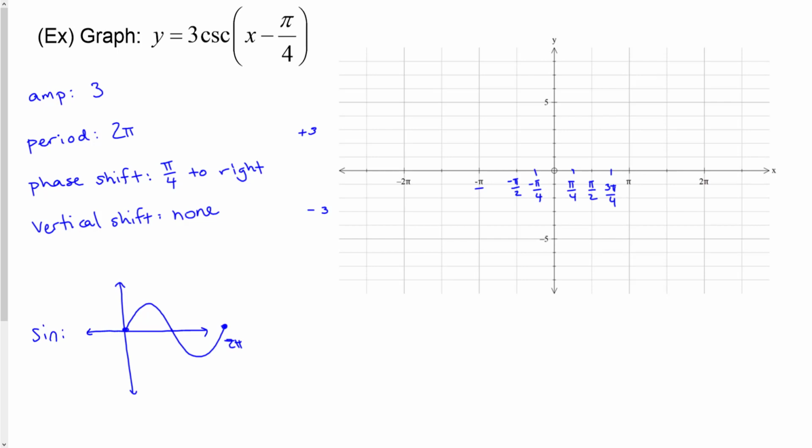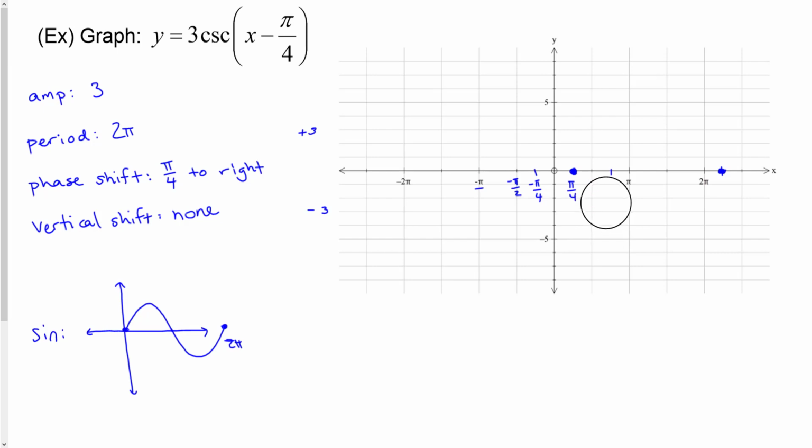Okay? Now, the graph is shifted to the right by pi over 4. So that means my starting point of this wave is going to be right here at pi over 4. The end point is also going to be shifted pi over 4 to the right of 2 pi, where it should be ending. And every other point in between is going to be shifted in the same way.